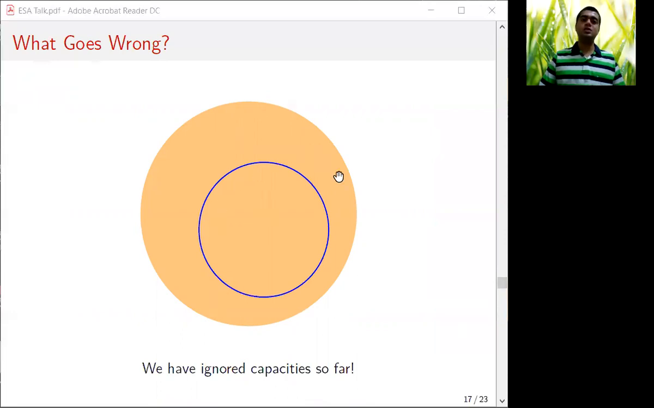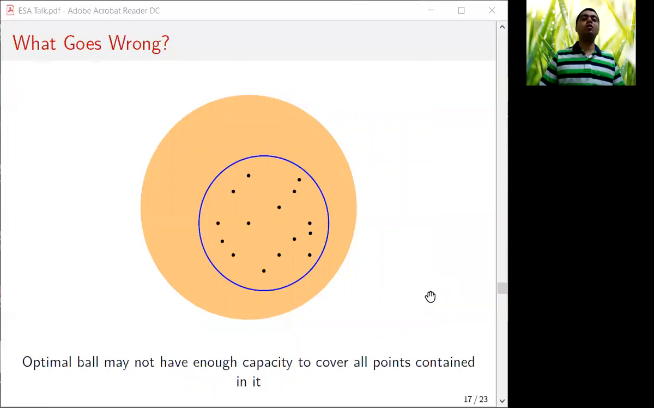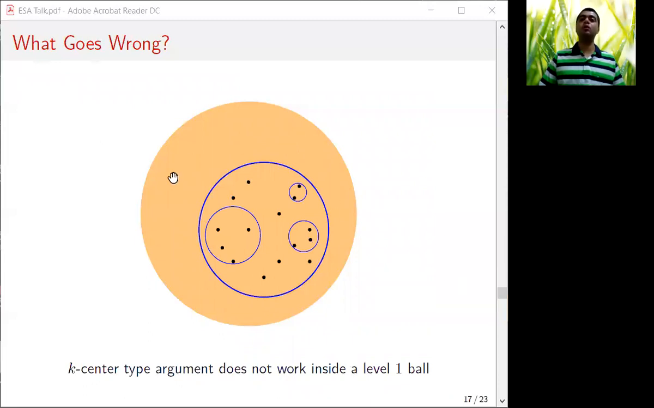So let's say we have this optimal ball of radius R1, and we have this 3R1 ball, which is what we have chosen. The optimal ball may contain a lot of points, but it may not have enough capacity. And so the optimal may not be able to assign all of these points to this R1 ball. So it may have to use even smaller balls inside this R1 ball so that now it has enough capacity, right? This possibility we hadn't considered before, that optimal may be using smaller balls inside a larger ball. And so even though the K-center type of argument works outside these level 1 balls, it doesn't work inside for these smaller balls.